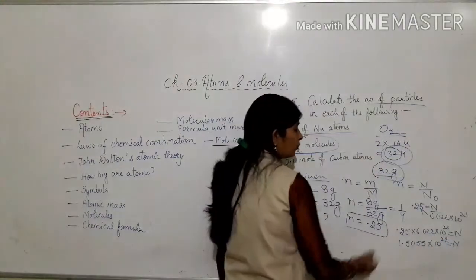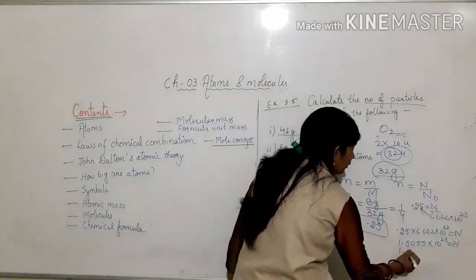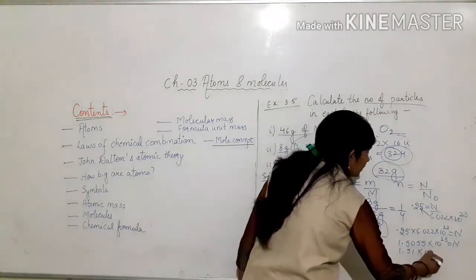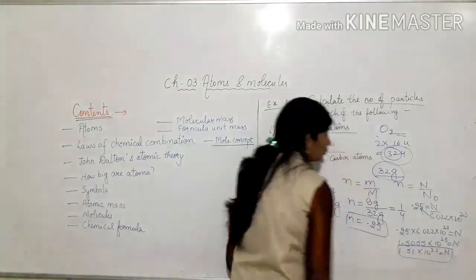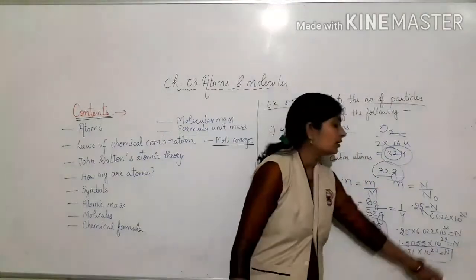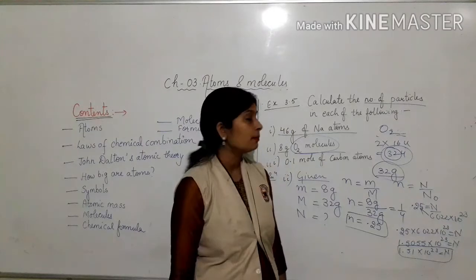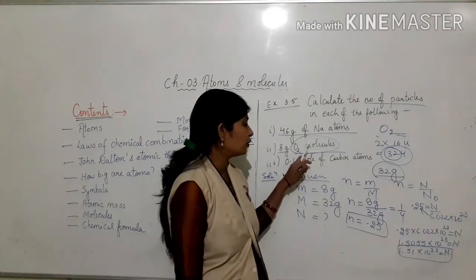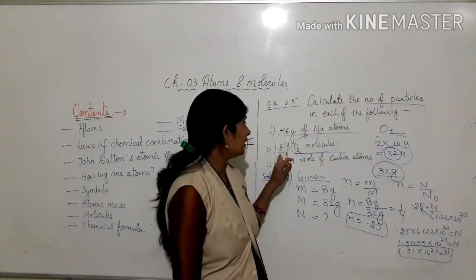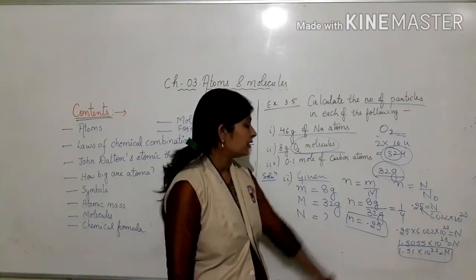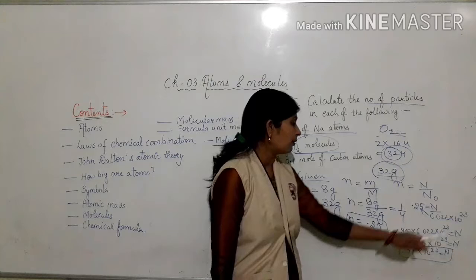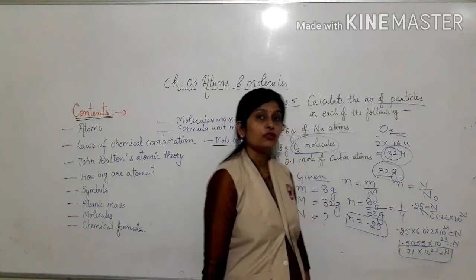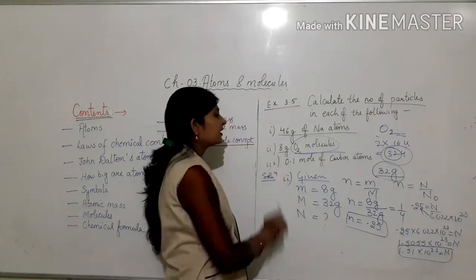Now just round it off. We will have 1.51 into 10 to the power 23 is equal to N. So what is the number of particles, meaning number of oxygen molecules, present in 8 gram? It's 1.51 into 10 to the power 23 number of particles, or number of oxygen molecules, present in its 8 gram.